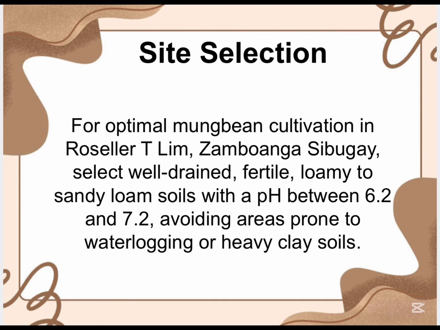Site selection. For optimal mung bean cultivation in Roxas, Zamboanga Sibugay, select well-drained, fertile, loamy to sandy loam soil with a pH between 6.2 and 7.2. Avoid areas prone to waterlogging or heavy clay soil.